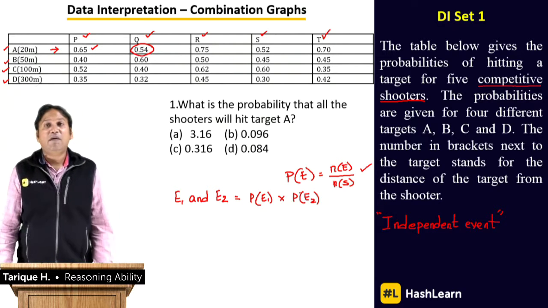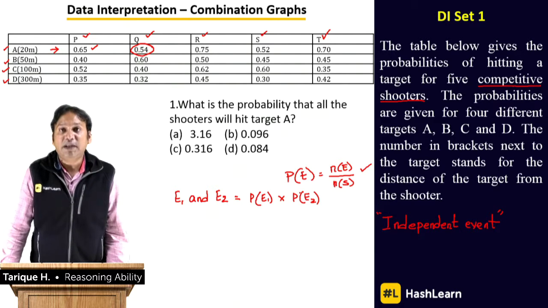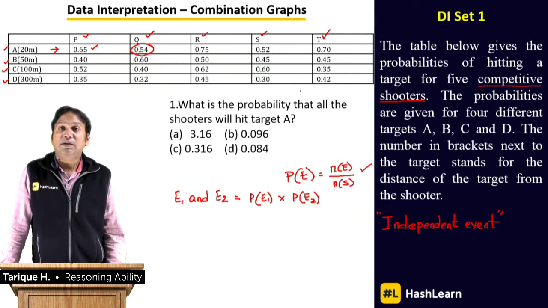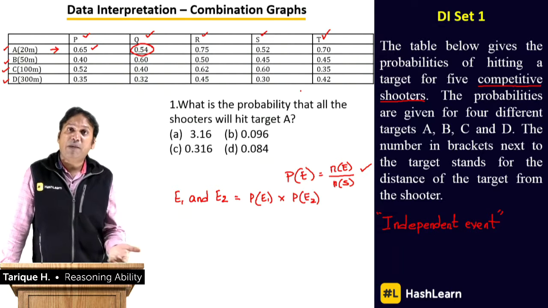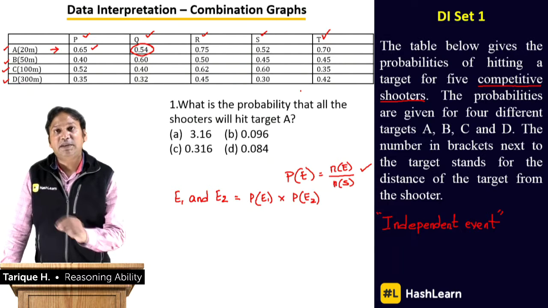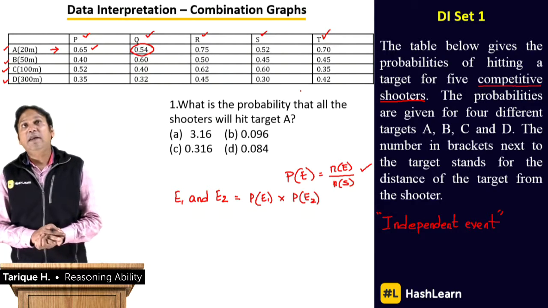So if you're finding out what is the probability that two independent events E1 and E2 will happen together simultaneously, E1 will also happen and E2 will also happen, then we are going to multiply. This is a basic rule of multiplication in probability.